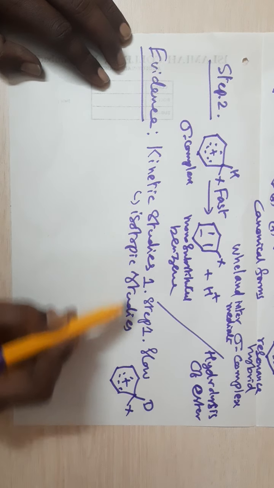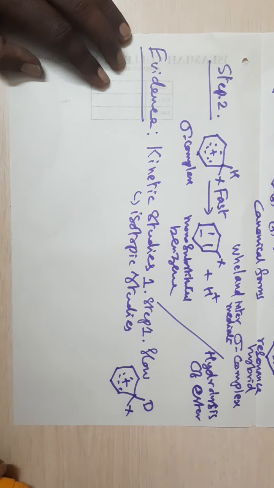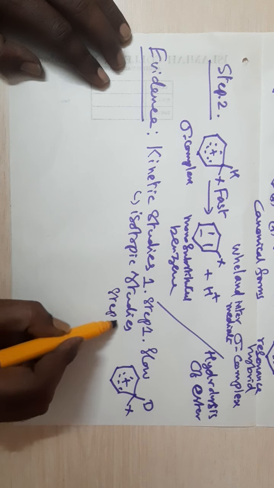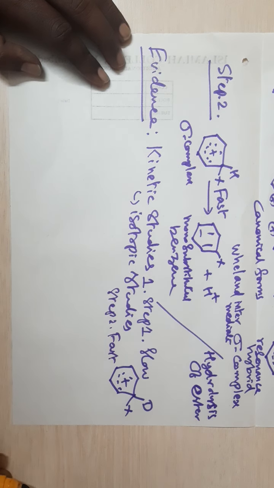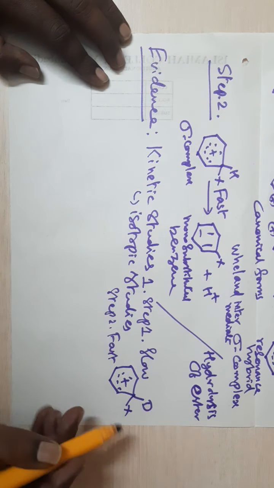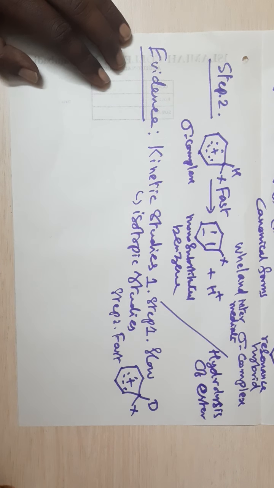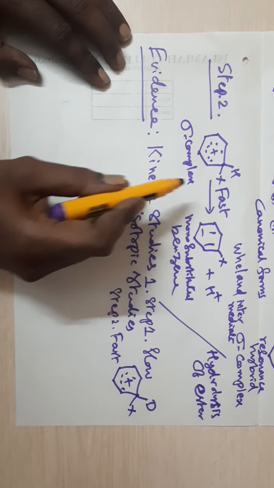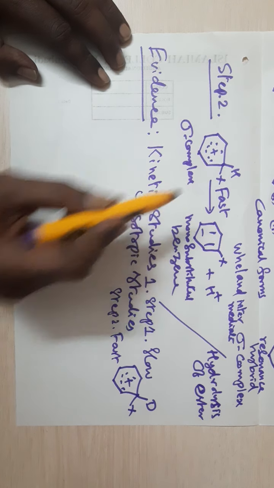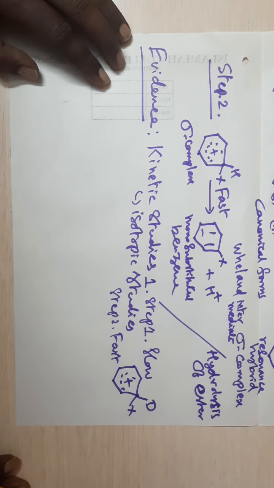According to the kinetic studies, step 1 is the slow step. It is occurring very slowly. And step 2 is the fast step. If this is true, then what happens if you replace the hydrogen by deuterium? If the second step were the slow step, then replacing hydrogen by deuterium would affect its rate, and the rate of the reaction would vary.